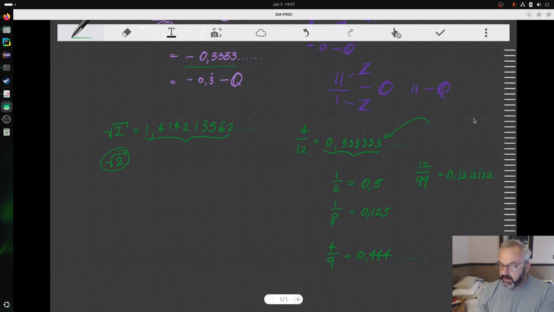Okay, let's go and have a look at another example. I'm sure you are all familiar with the symbol pi.